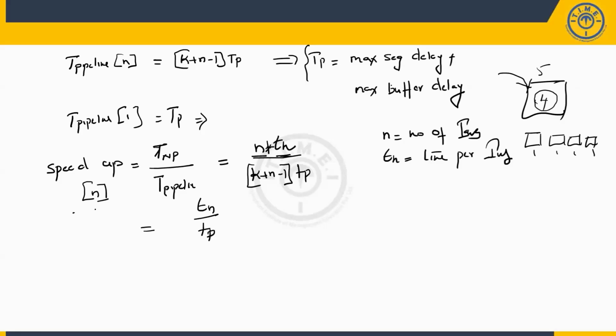When the number of tasks are given, speed up is equal to n into Tn divided by K plus n minus 1 into Tp. When the number of tasks are not given, it is simply Tn divided by Tp. So this is to start with. Now let us solve a few questions in this model.